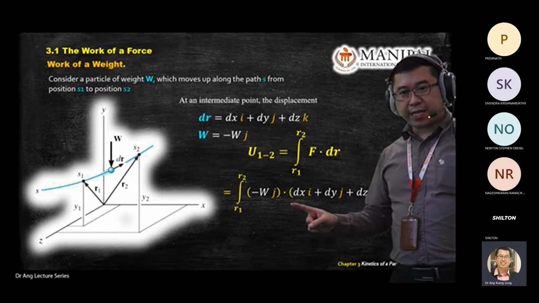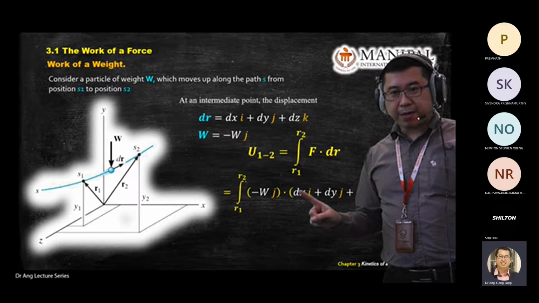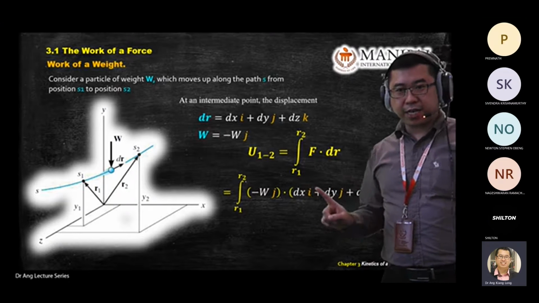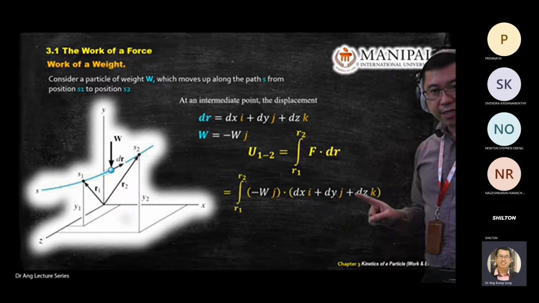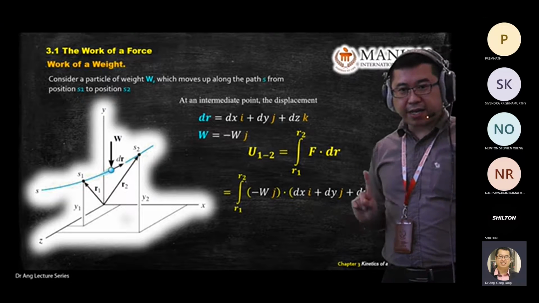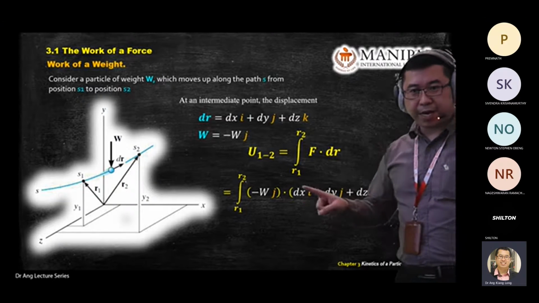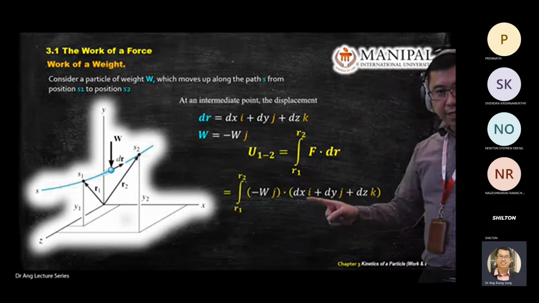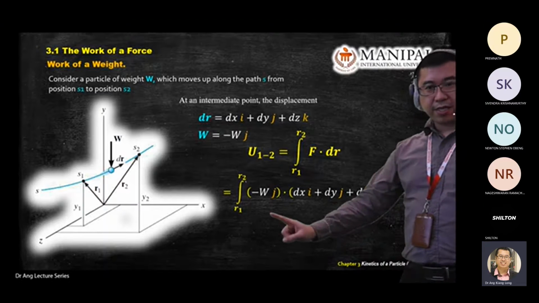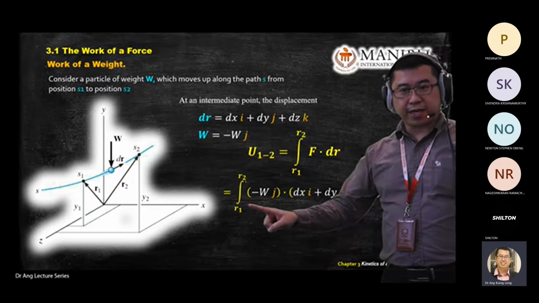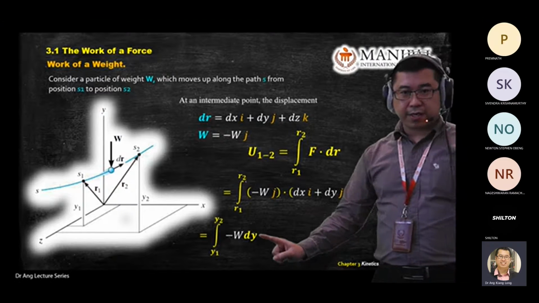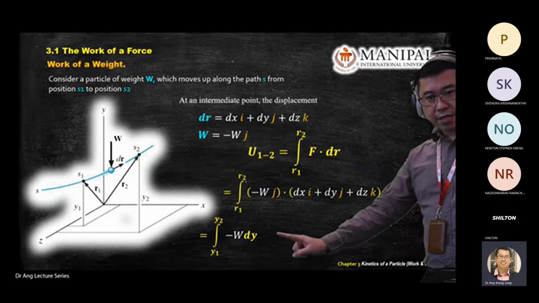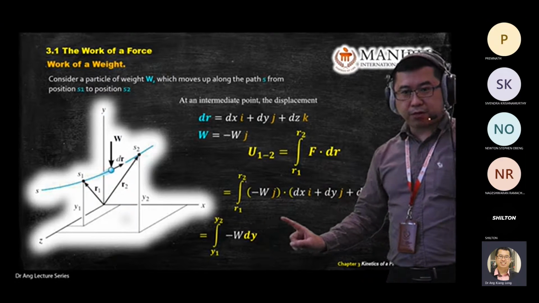And recall dot product, I multiplied by J, you get 0. J multiplied by J means J dot J, you get 1. K multiplied by J, you get 0. So the only remaining term in this mathematical model here is W dy with a negative sign. Okay, the product of this vector equation, you arrive at minus W dy.